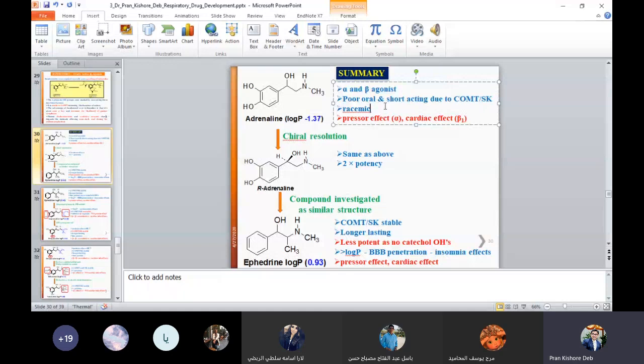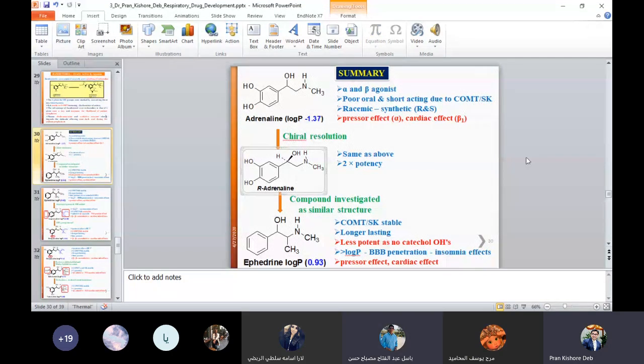Racemic means the synthetic version was S and R, right? So which one is more potent and why? R is more potent because the OH is above the plane. Yes, in the R form, the alcohol. Which OH? The alcoholic OH, the one you see in the middle of the side chain.